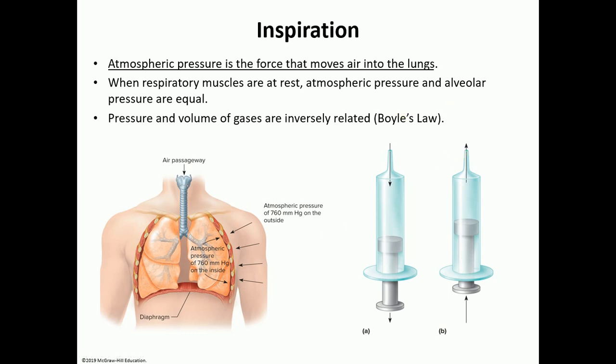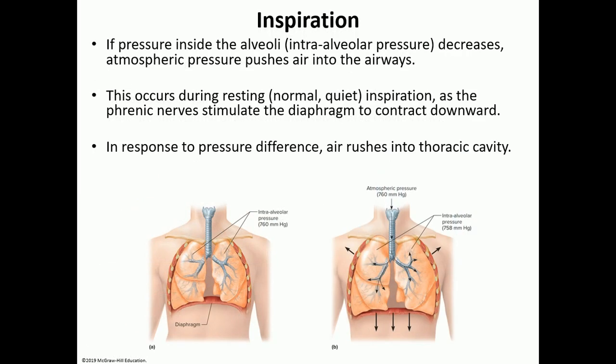Boyle's law states that there is an inverse relationship between pressure and volume, meaning that when the volume of something increases, the pressure inside decreases. So again, when this diaphragm flattens down, that is going to increase the volume of the lungs. According to Boyle's law, when you increase the volume, pressure decreases, and now the atmospheric pressure is higher, and that is going to push air into the lungs. The opposite is going to happen during exhalation, and we'll see how that occurs.